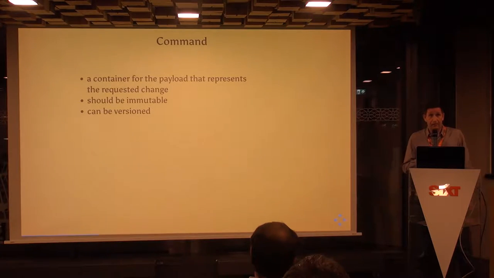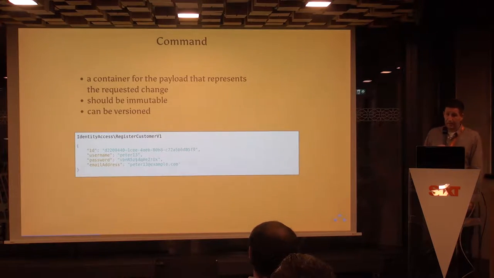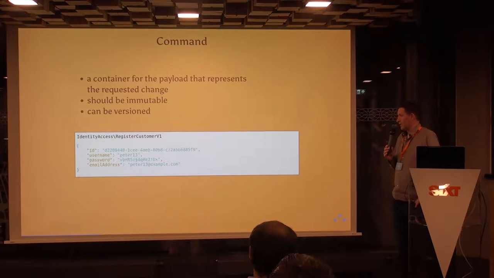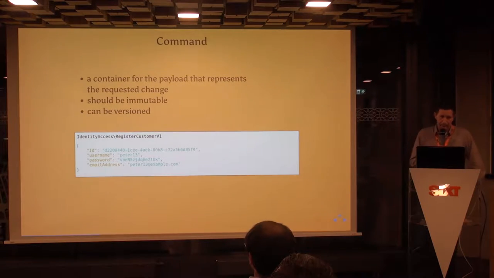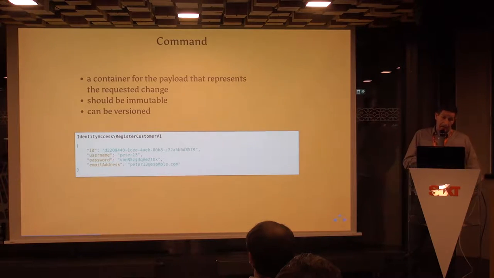Obviously, you very often have to have different versions of an API, so you need to version basically everything. And here we have a little example. I've done some of the examples in JSON, and not in PHP code, because I wanted to be language agnostic. So it's simply a container that has a couple of fields: an ID, a username, a password, an email address.